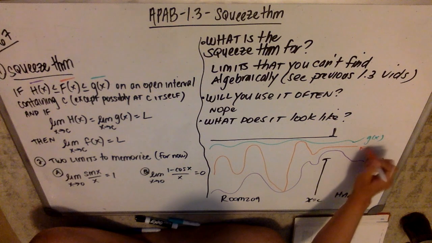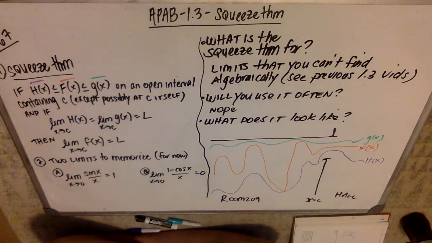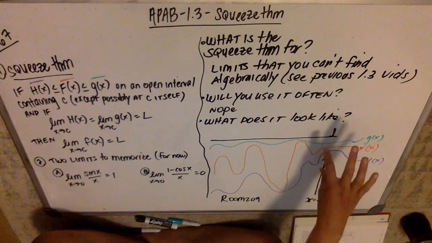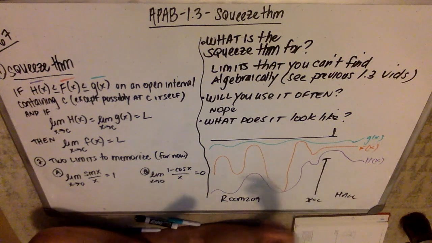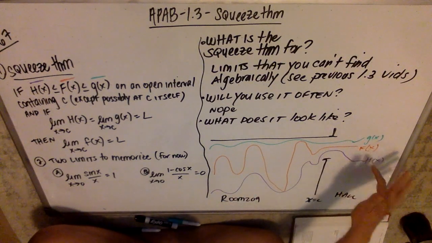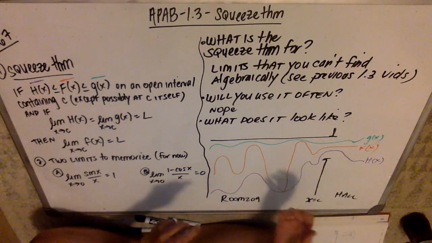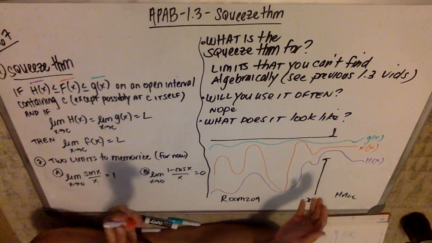So my F of x function has to stay between them. Now, because this is a door, I was trying to draw it like these were actual people, right? Like my G function, my F function, my H function are people. I gave us some space.